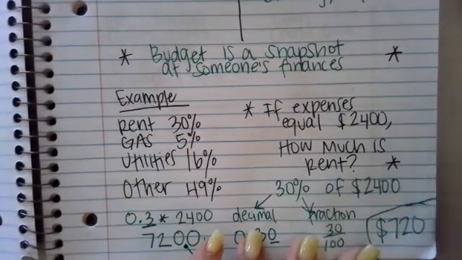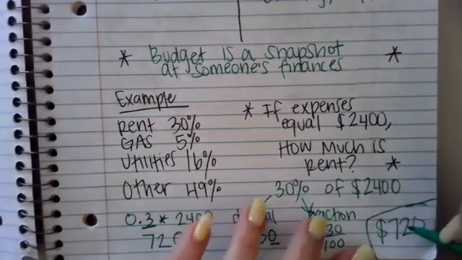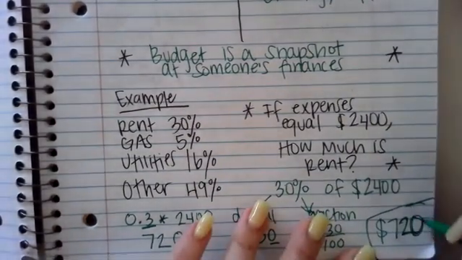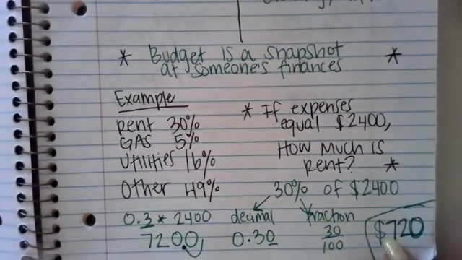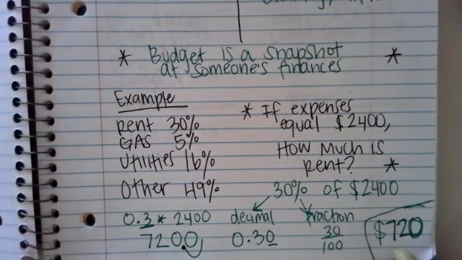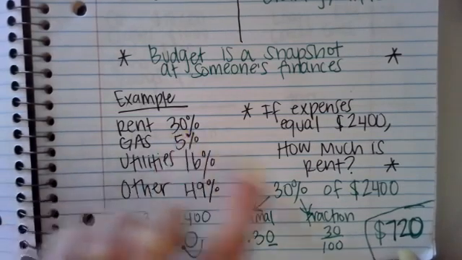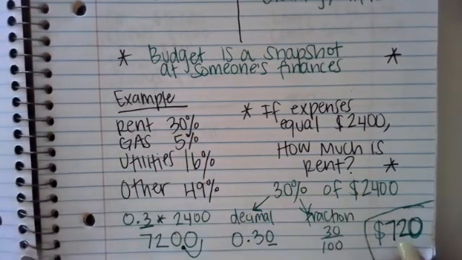So they are paying $720 for rent, which you may think is a lot of money, but for the cost of living in Austin, that's actually pretty cheap rent. My rent is like $1,200 and I have a 1-bedroom apartment. So this is pretty cheap. So who knows what kind of place they live in to get a place for $720 a month, but that is their rent. So 30% of their budget goes to rent. So 30% of 2,400 is $720.